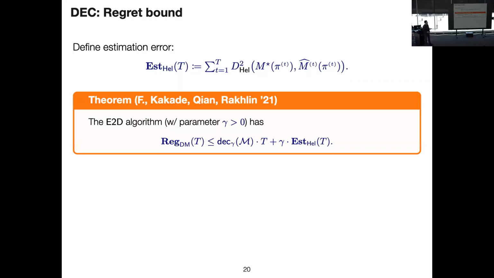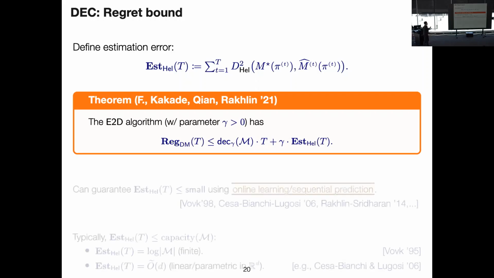And what you can show is that your regret, if you run this algorithm, is going to be bounded by this DEC at scale gamma times T plus gamma times this estimation error. So, again, if your DEC is small and the estimation error is small, you're doing well.